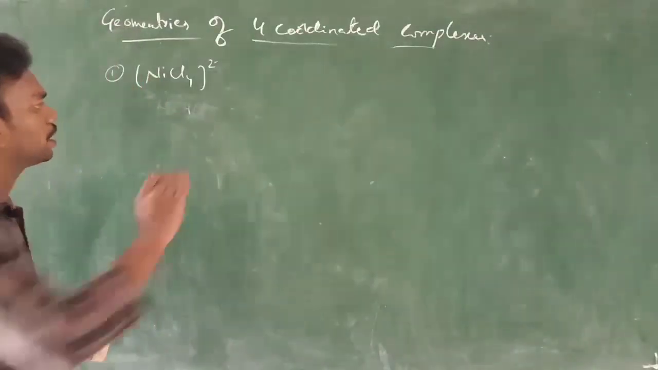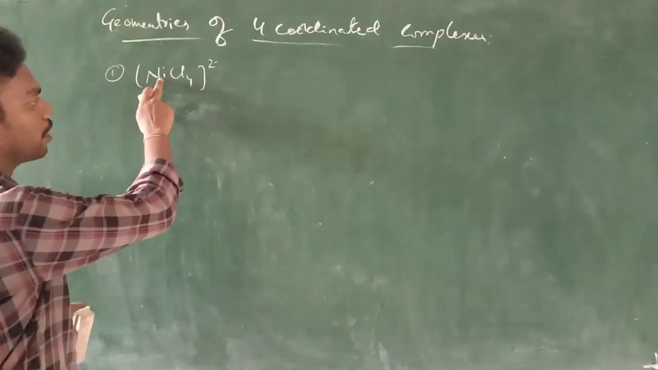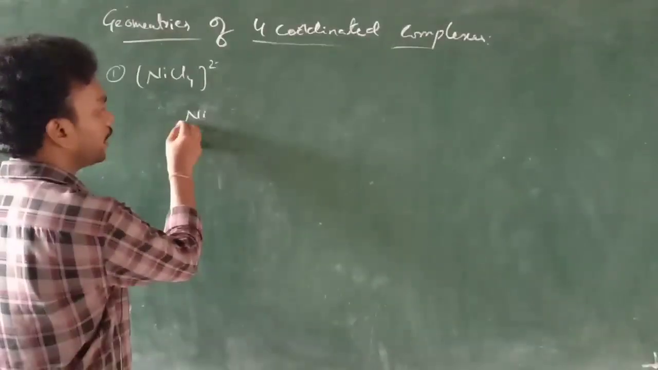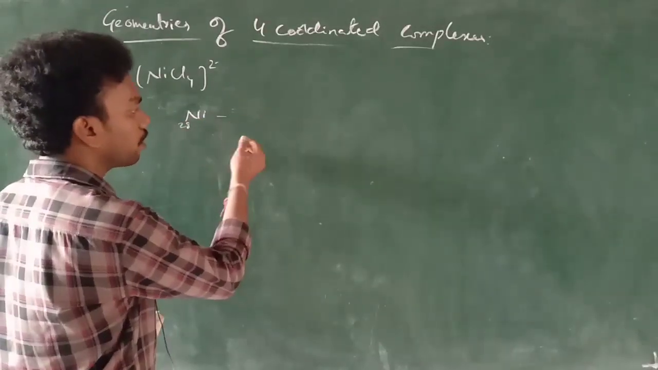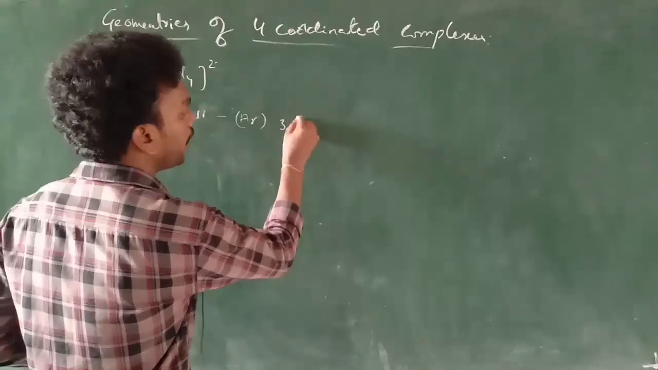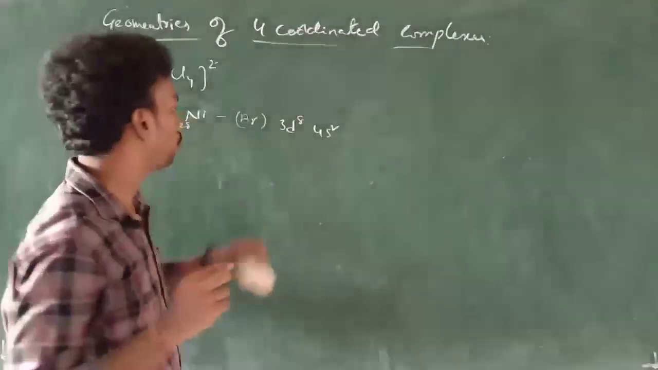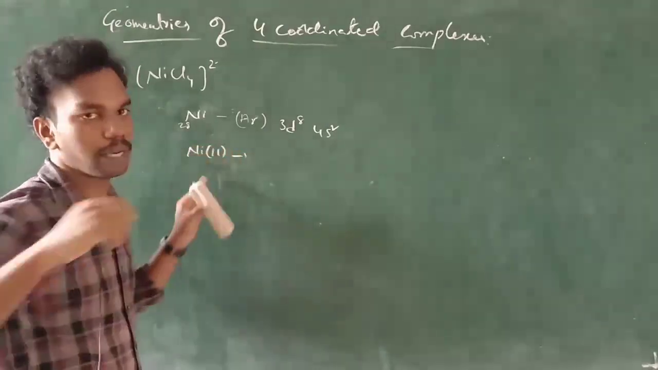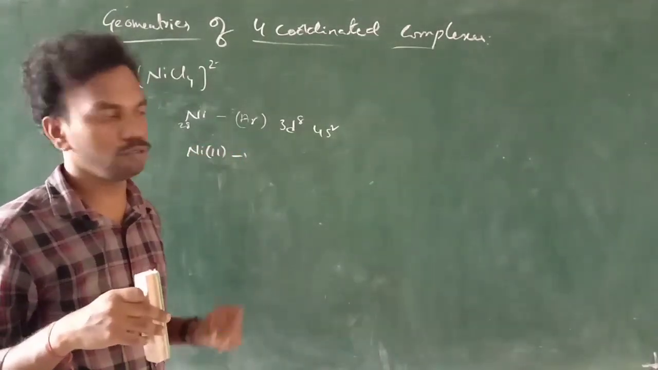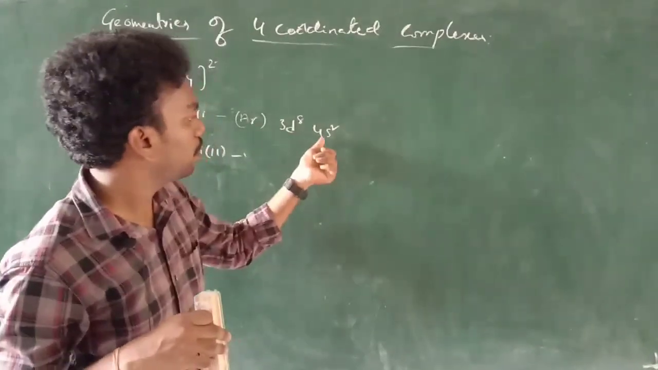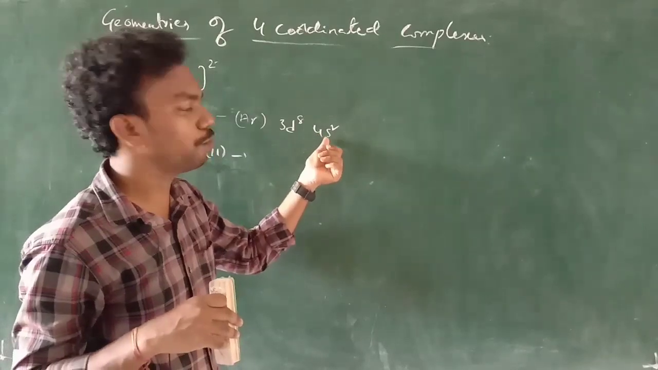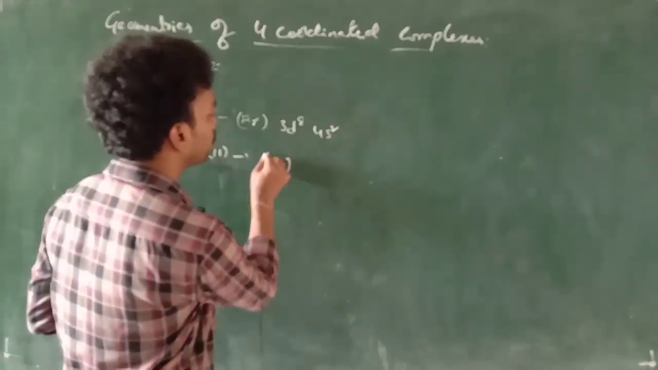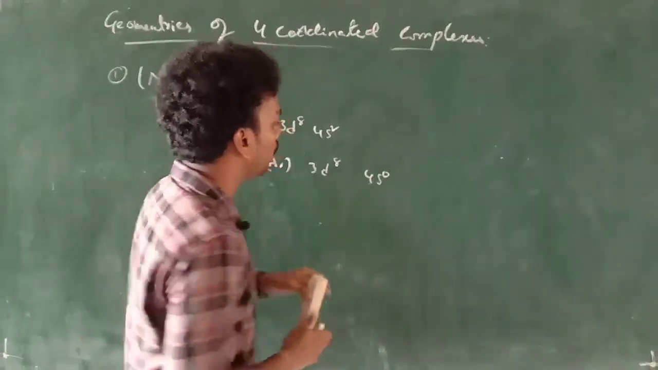First, nickel: I already calculated the oxidation state of nickel here as plus 2. Now first we have to write the nickel atomic number, that is 28. The electron configuration is argon 3d8 4s2. Nickel plus 2 means losing 2 electrons. Those 2 electrons are lost from the 4s, the outermost shell, so electrons are removed from the 4s orbital first. So the electron configuration becomes argon 3d8 4s0.